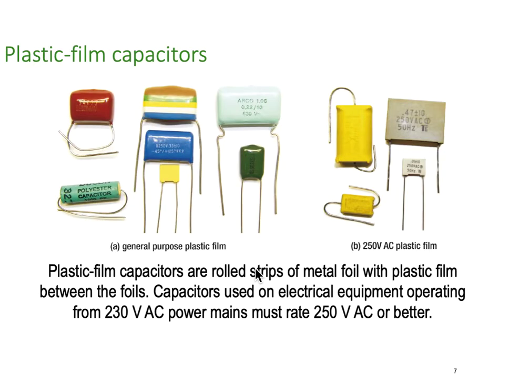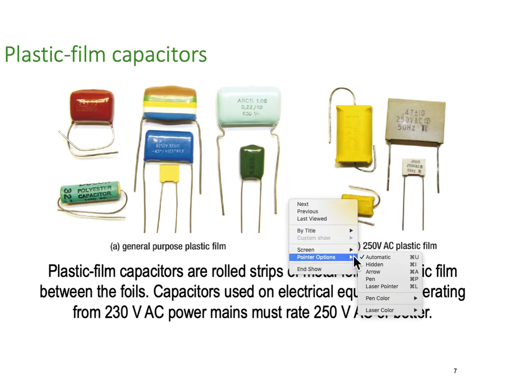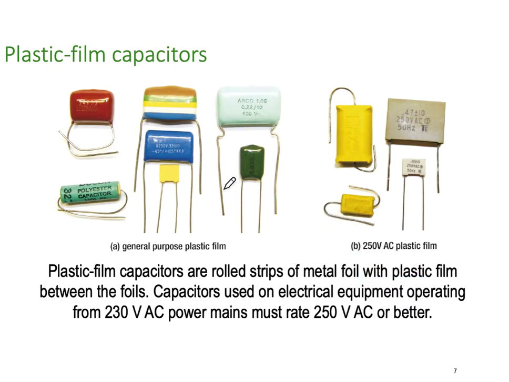So these are what we call polyester or plastic film capacitors, largely used in electronics. On the left hand side here we have general plastic film capacitors, and you can probably see this one here is 0.33 microfarads at 250 volts.